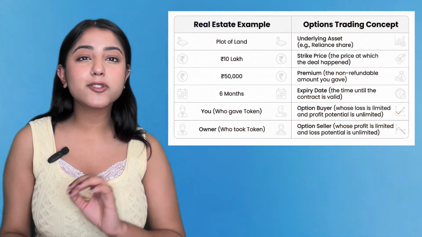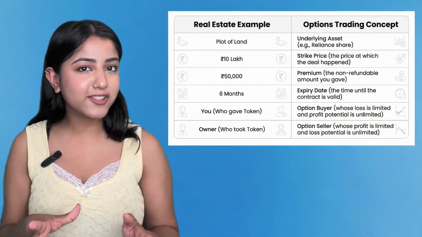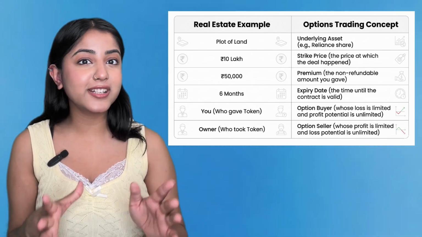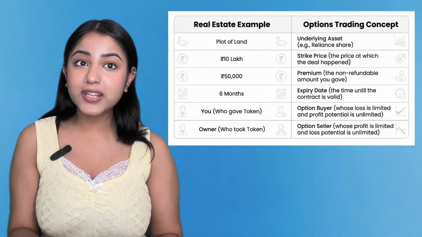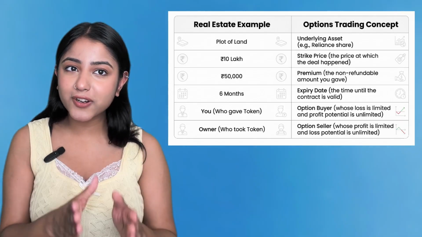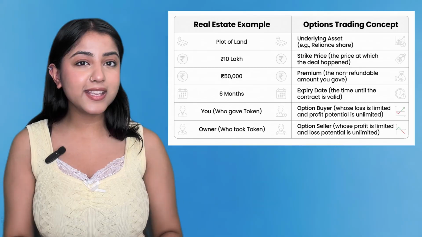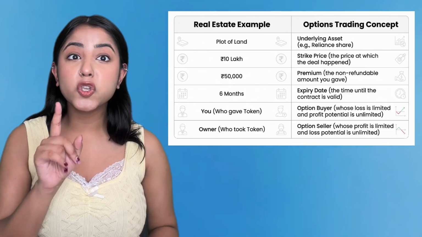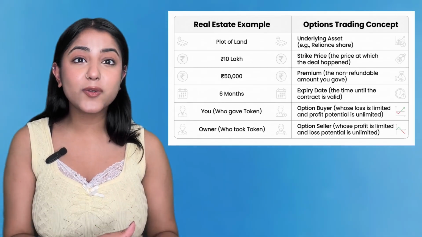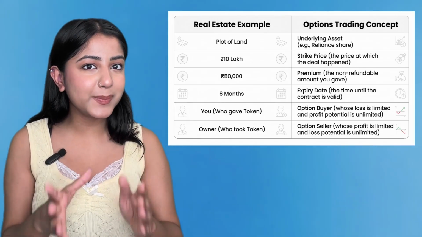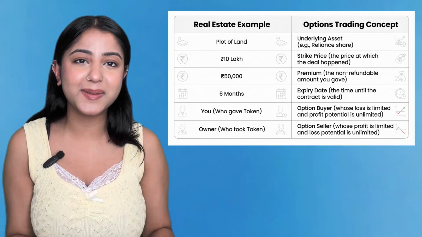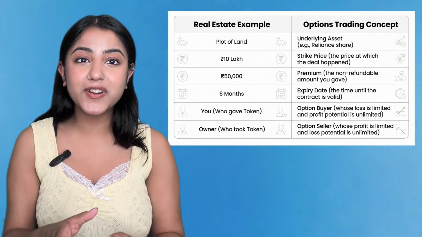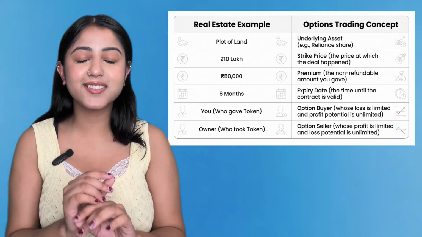Plot of land is equal to the underlying asset, for example a Reliance share. Rupees 10 lakh is equal to the strike price, the price at which the deal happened. Rupees 50,000 is equal to the premium, the non-refundable amount you gave. 6 months is equal to the expiry date, the time until the contract is valid. You who gave the token are equal to the option buyer, whose loss is limited and profit potential is unlimited. The owner who took the token is equal to the option seller, whose profit is limited and loss potential is unlimited.